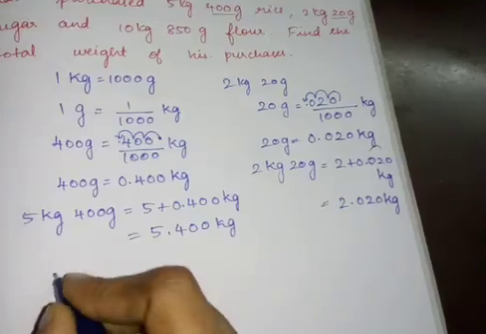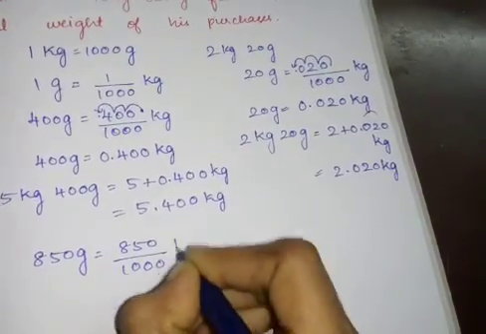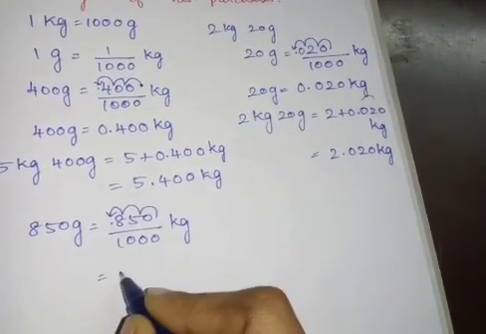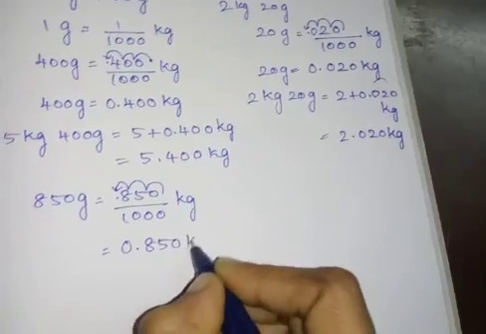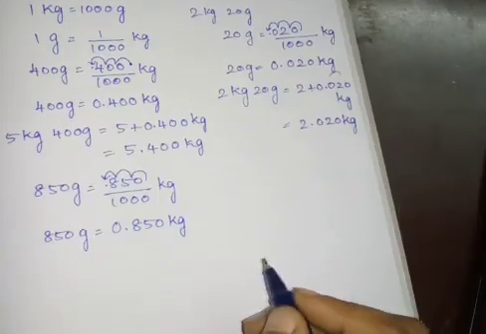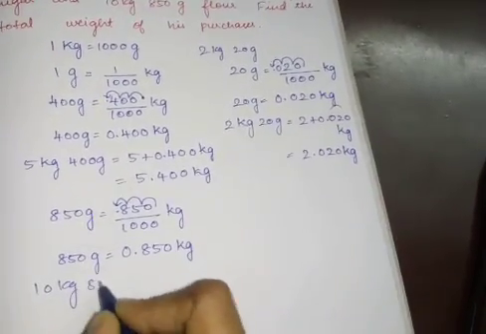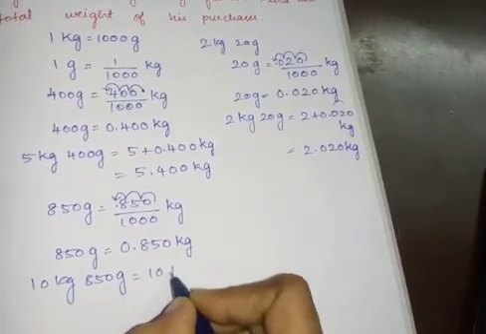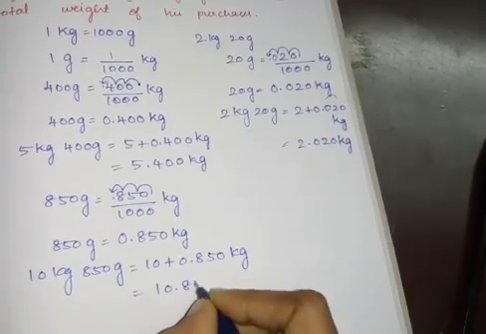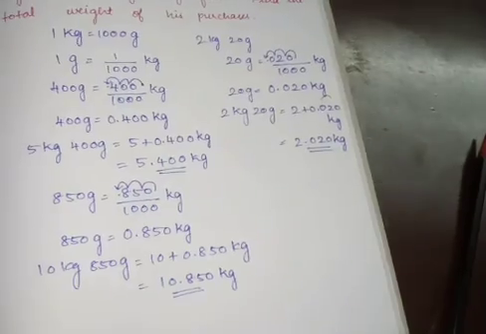Next, the third one. 850 gram is equal to 850 divided by 1000 kilogram. Yes. Now shift it 1, 2, 3. I'll keep the decimal point here. 0.850 kilogram. So 850 gram is converted to 0.850 kilogram. Now 10 kg 850 gram is equal to 10 plus 0.850 kilogram. 10.850 kilogram. So all the three I have converted. Yes. Now what we should find?